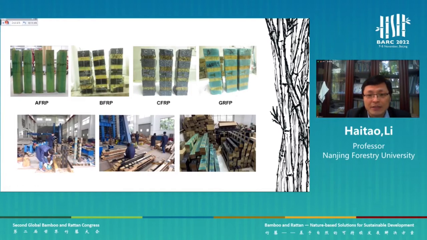With these FRP products, such as AFRP, BFRP, CFRP, GFRP, our team used them to strengthen the columns and the beams. A large quantity of tests have been done in our team 8 years ago. It's a pity that not too many papers have been published about this research, but our team did such research very early.